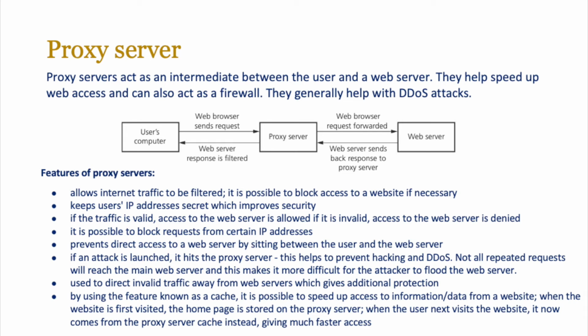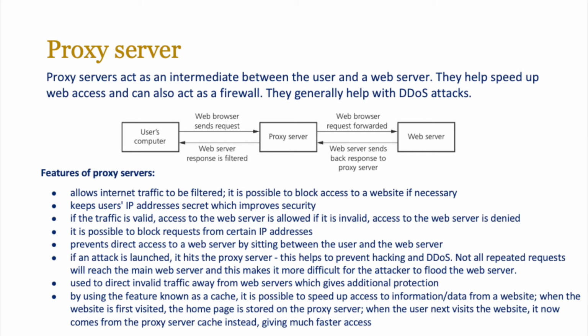So the whole world just sees your proxy server's IP address. If the traffic that's coming to the proxy server is valid, access to the server or the computer is allowed. And if it's invalid, obviously it's blocked. It is possible to also block requests from certain IP addresses. So if you know that people are trying to spam you or attack you, you can block that set of IP addresses. It prevents direct access to the web server by sitting between the user and the web server. And of course, if an attack is launched, it hits the proxy server. And this helps prevent hacking and DDoS because not all repeated requests will reach the main server. And this makes it more difficult for the attacker to flood the server. It can also be used to direct invalid traffic away from the web server, which gives additional protection.